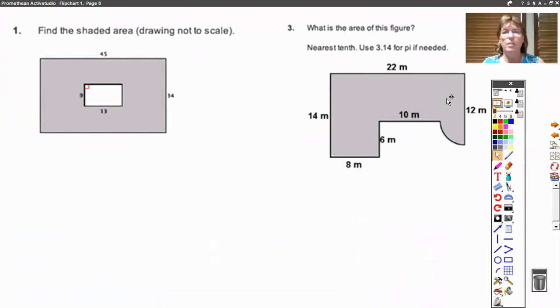Okay, as we start to work on these, we want to find this area, and we know the shape right here is a rectangle. So what we want to do is come up with a plan, all right?